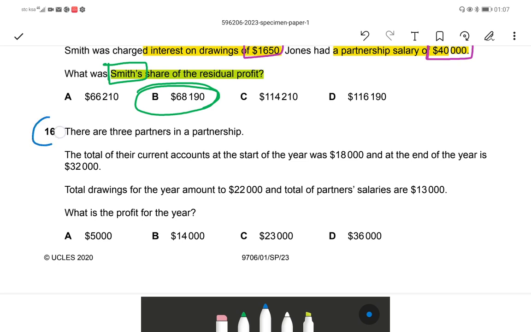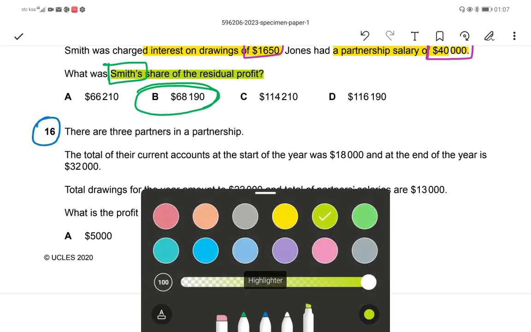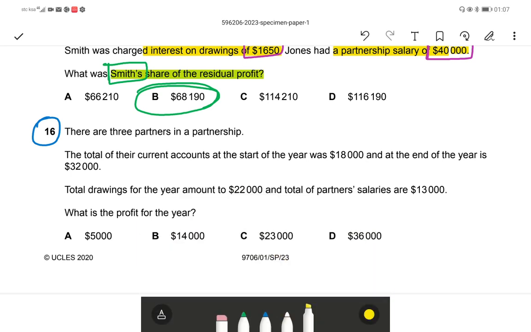Question number 16. There are 3 partners in a partnership. The total of their current account at the start of the year is 18,000, and at the end of the year 32,000. The total drawing for the year amounts to 22,000. Salary is also given.